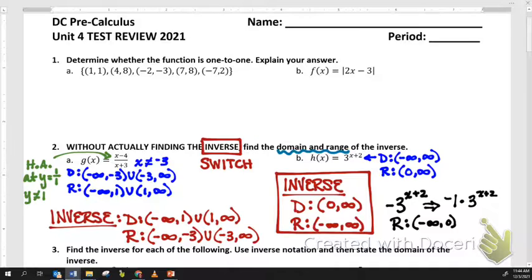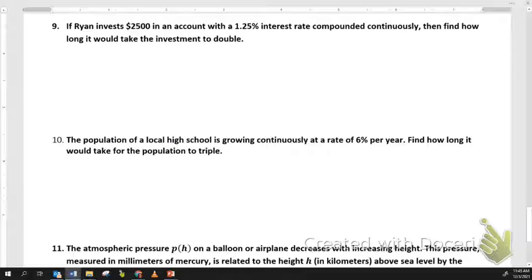Quick question. My question to you now. On number 10, how in the world would I set up number 10? Did they even give me enough information for this? Yes, I do have enough information. For number 10? Oh, that would be 3. 3 equals. 3 equals what? E to the RT. So it'd be E to the 0.06 T.